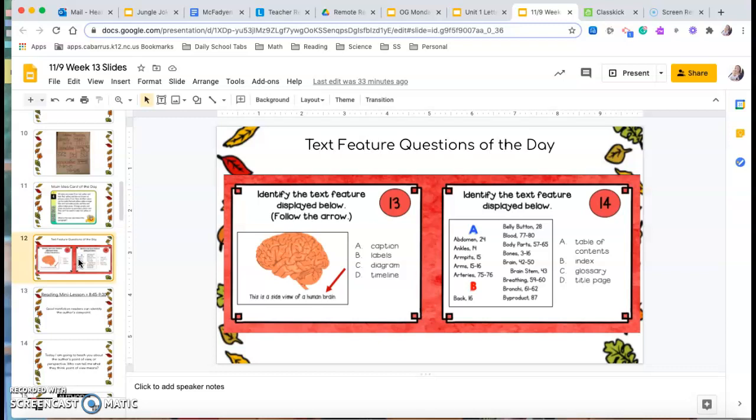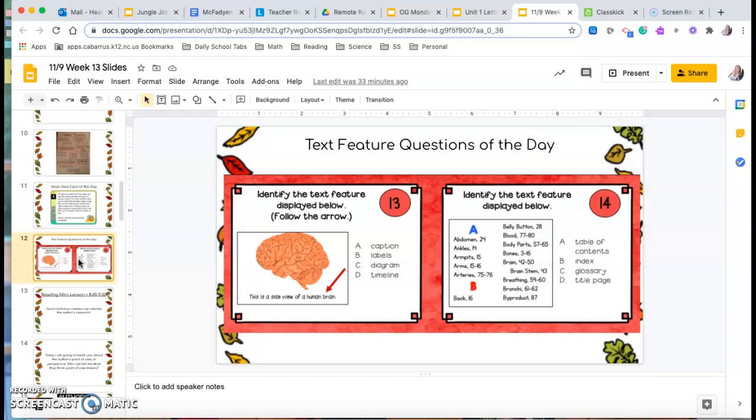Now let's look at the text feature displayed below on the right. Look in the box. What is that? What would we call that? Is it A, table of contents, B, index, C, glossary, or D, title page? That is correct. It is B, index.